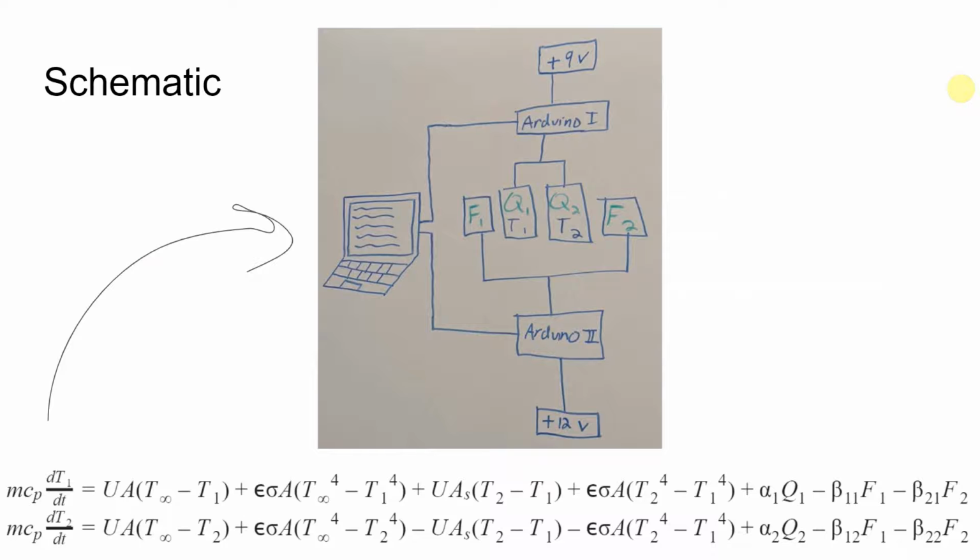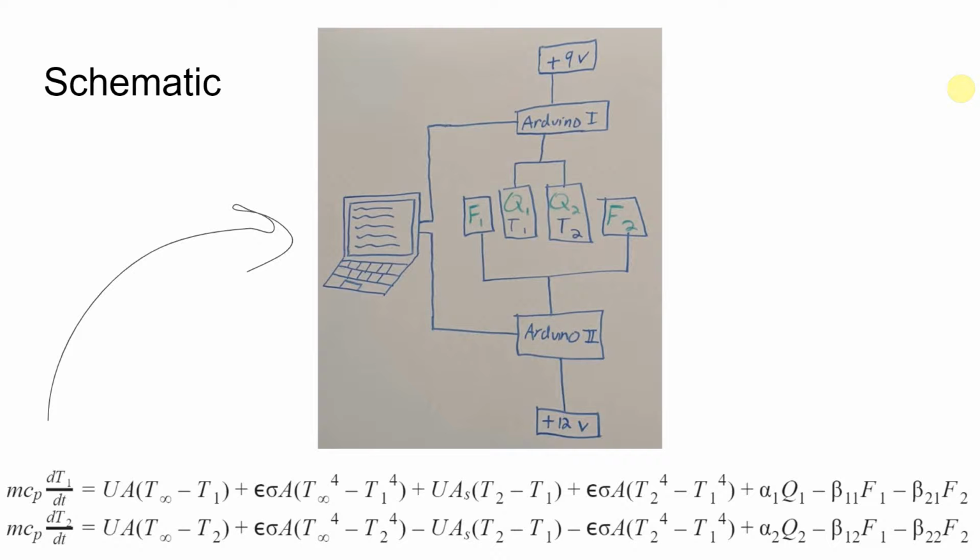So here's what a schematic looks like. You're probably familiar with the TCLab that you see there with Q1, T1, Q2, and T2. We're running that at the same time as another controller that we hooked up to a second Arduino that you see there. Notice that we had to plug the second Arduino into a 12-volt supply instead of a 9-volt supply in order to get the optimal power to the fans.